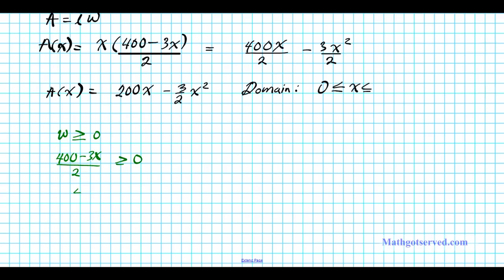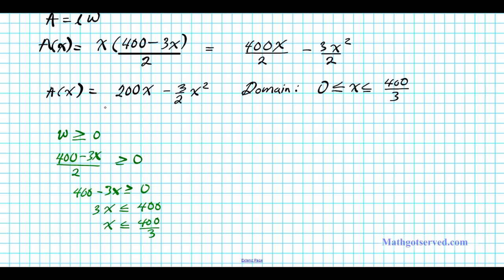If we solve this, we'll have 400 minus 3x is greater than or equal to 0 by multiplying both sides by 2. If we add 3x to both sides, we have 3x is less than or equal to 400. Divide both sides by 3, x is less than or equal to 400 over 3. Okay, so our upper constraint on x is 400 over 3.